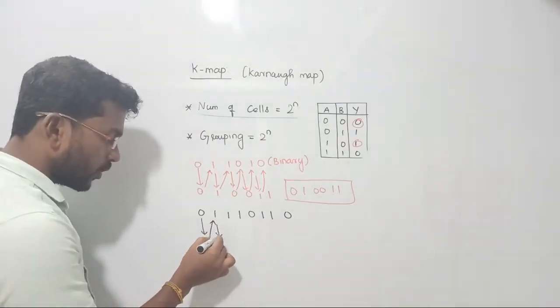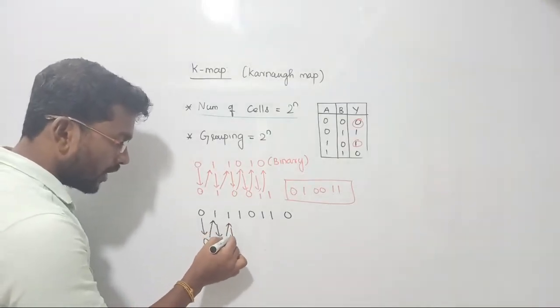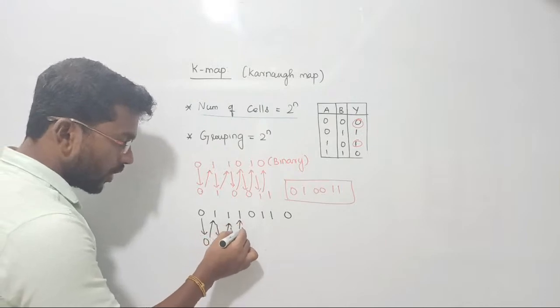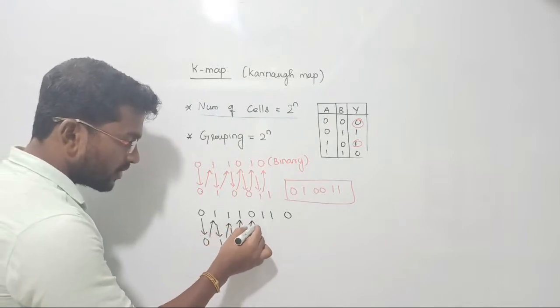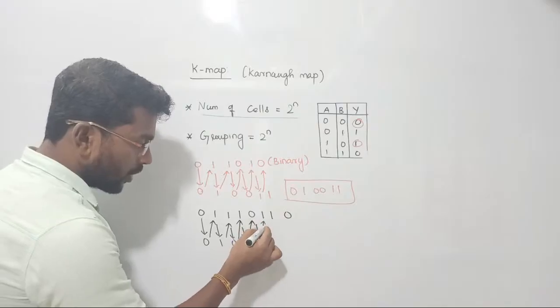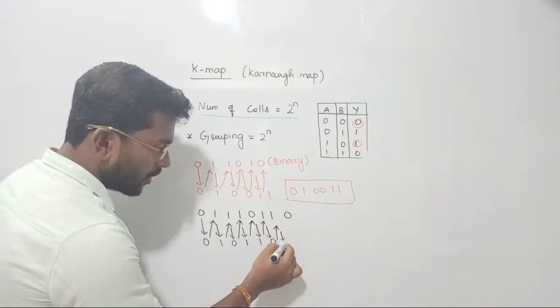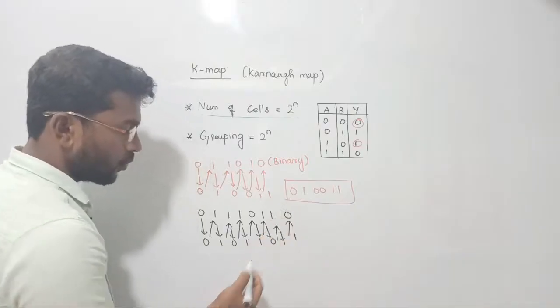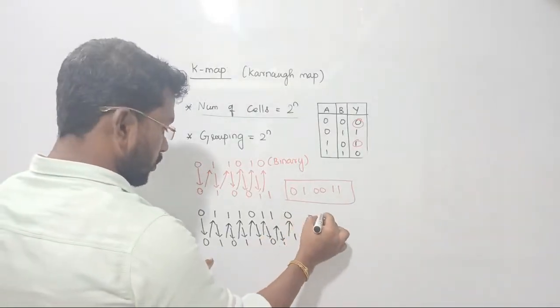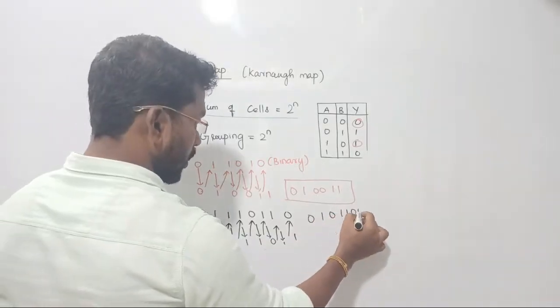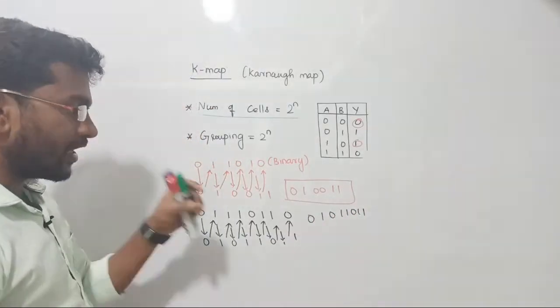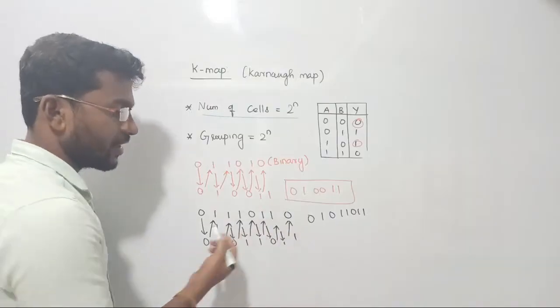0 1 will give you what? 1, and then 1 1 will give you 0, and then 0 1 will give you 1, and then 1 0 will give you 1, and then 1 1 will give you 0, and then 0 1 will give you 1, and then 1 0 will give you 1, such that your answer is going to be 0 1 0 1 1 0 1 1. Clear? So that is the equivalent gray value of the given conversion, right?